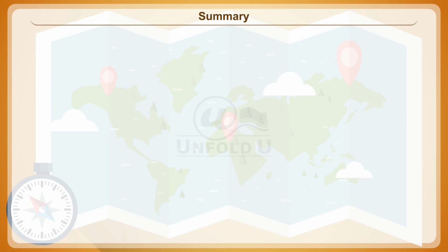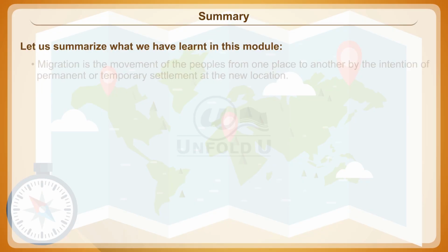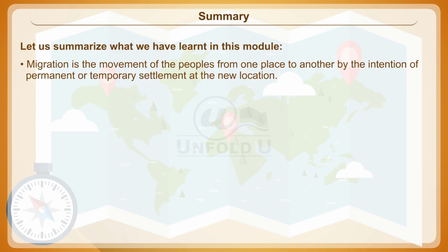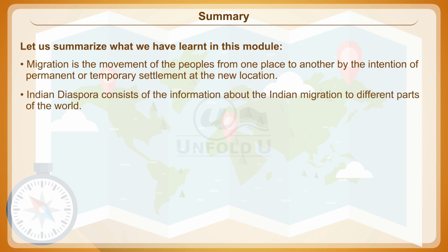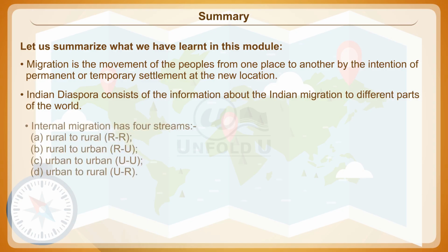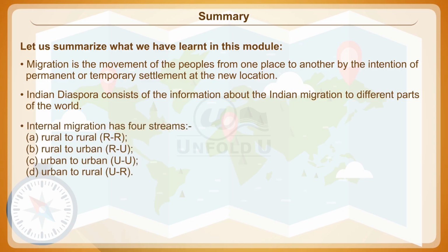Summary. Let us summarize what we have learned in this module. Migration is the movement of the people from one place to another with the intention of permanent or temporary settlement at the new location. Indian diaspora consists of the information about the Indian migration to different parts of the world. Internal migration has 4 streams.